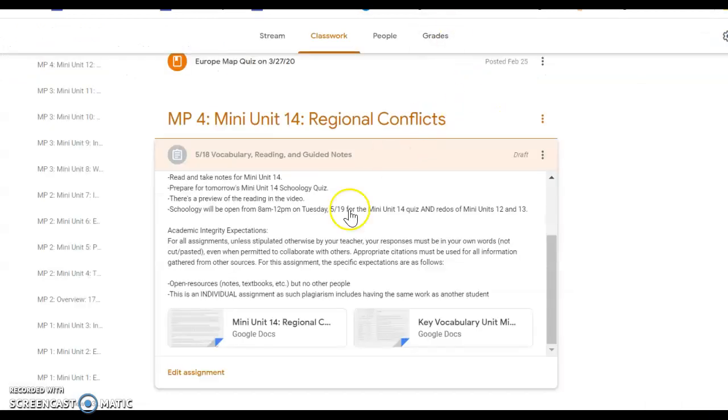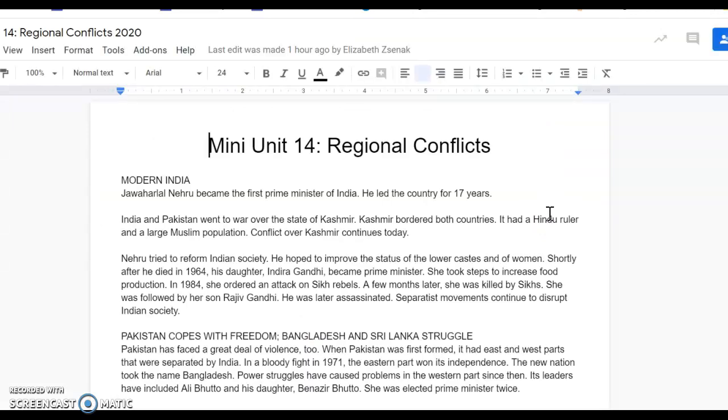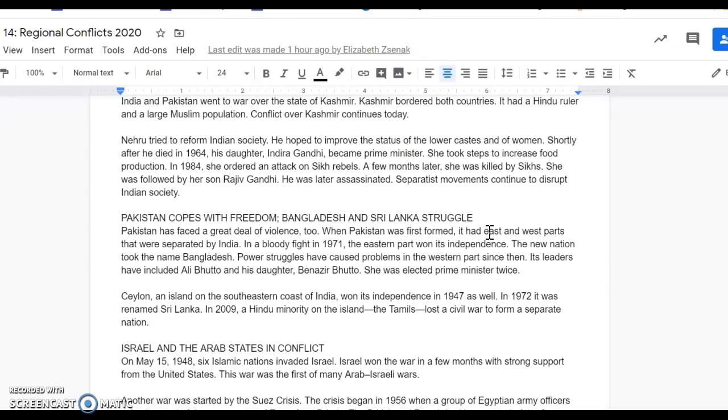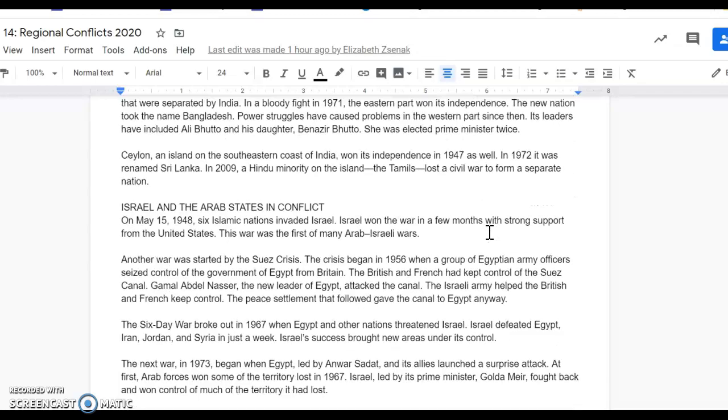And now on to our preview for the mini unit 14 reading. So we'll start off with the story of India. Remember, it became independent in 1947. Now continue with its neighbors, Pakistan and Bangladesh and Sri Lanka.